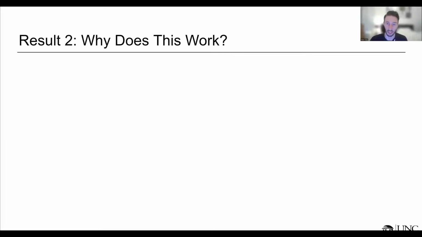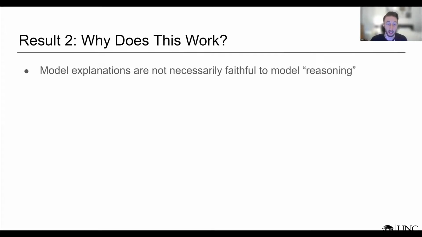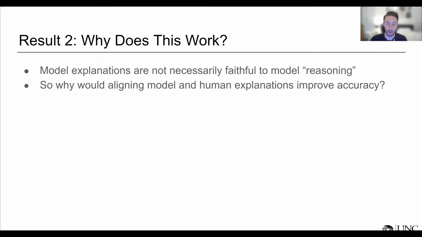Hi everyone, I'll be presenting the next set of results. Here we suggest a novel mechanism for why aligning human and model explanations improves accuracy. The issue is that model explanations are not necessarily faithful to model reasoning. So if explanations do not represent the model reasoning, why would aligning models with human reasoning improve accuracy? That is, why does improved explanation plausibility translate to improved accuracy?